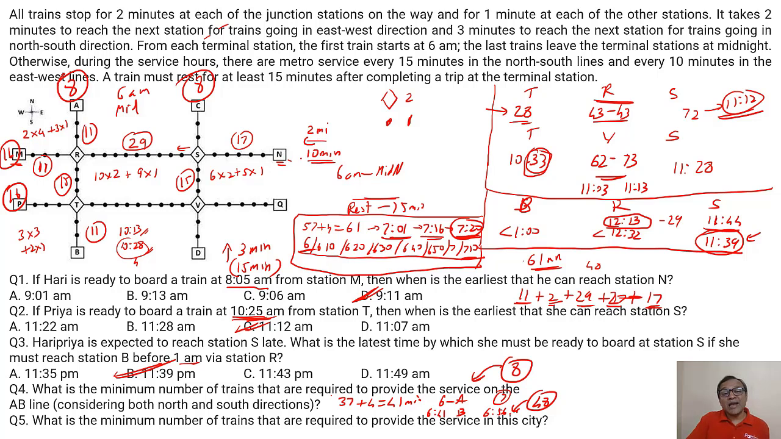Same with the train starting from N at 6 o'clock, I can use it from M only at 7:20. So I require 8 trains from M, 8 trains from N. To run this line I require 16. 16 plus 8 plus 8, I require total 48 trains to run the whole route. So answer will be 48.